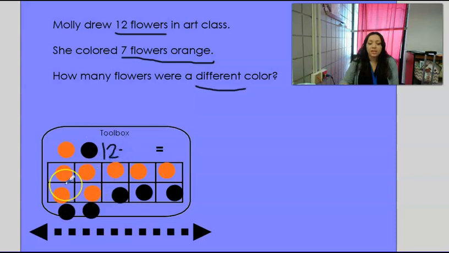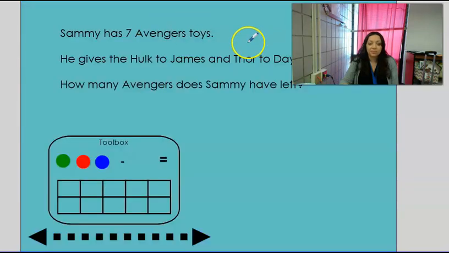Okay, I knew that how many were orange? I knew 7 were orange. So if I take those 7 orange away, how many black ones am I left with? 1, 2, 3, 4, 5. Very good. So that means that 12 take away 7 equals 5. Awesome job. Let's try another one.